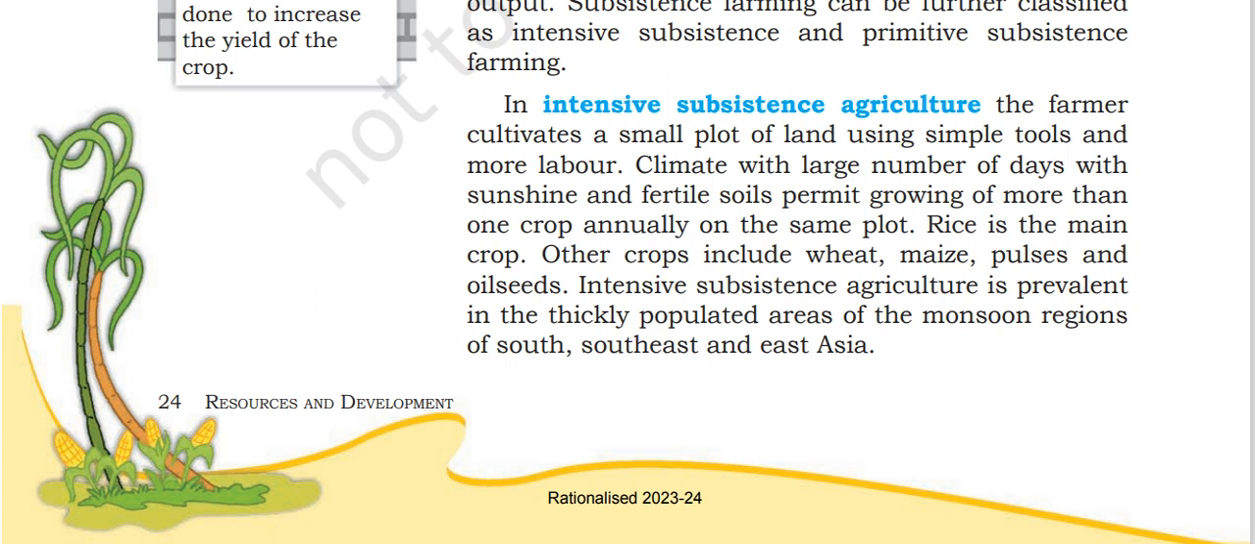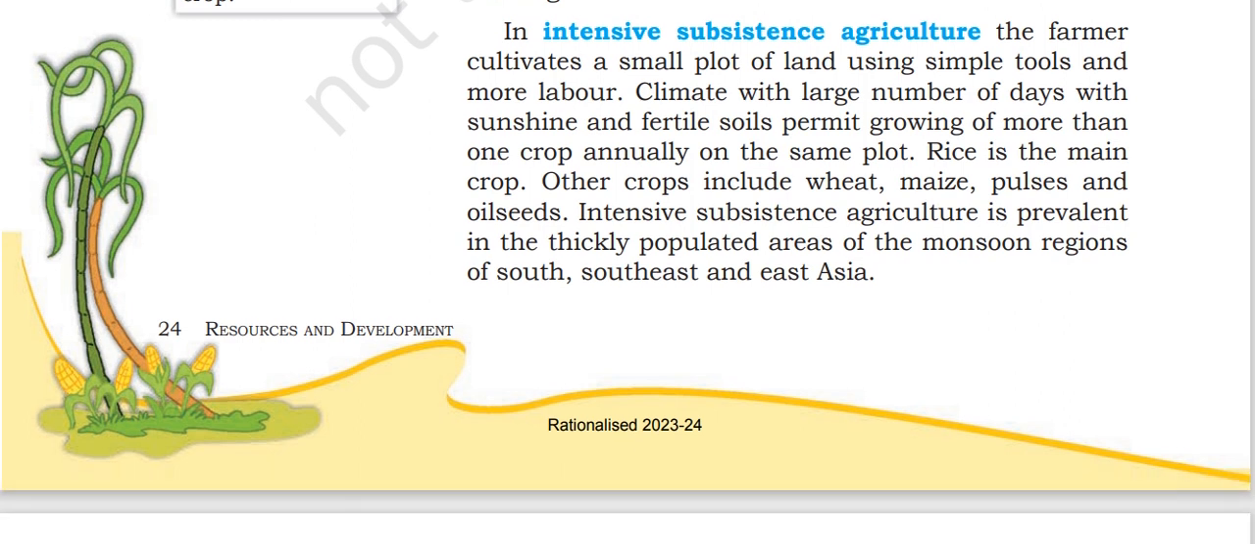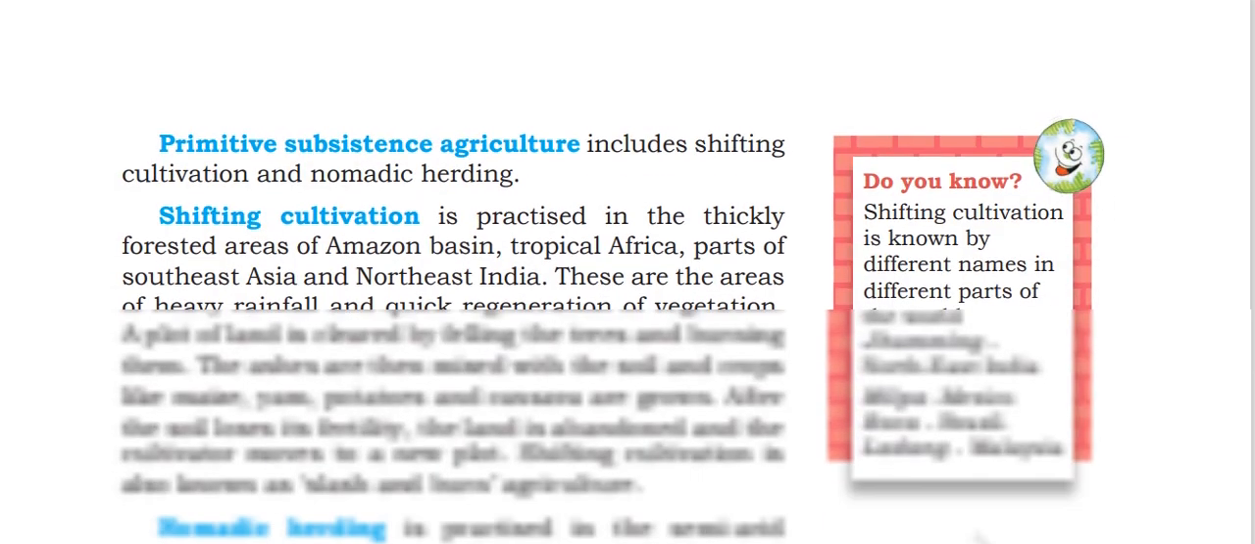Climate with a large number of days of sunshine and fertile soil permit growing more than one crop annually on the same plot, rice and the other crops include wheat, maize, pulses. Also, intensive subsistence agriculture is prevalent in thickly populated areas of the monsoon region of Southeast Asia and East Asia.